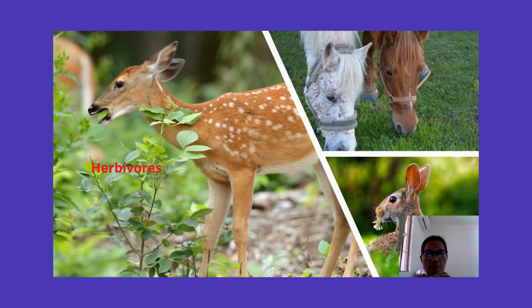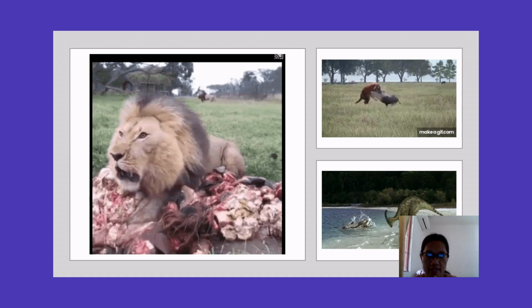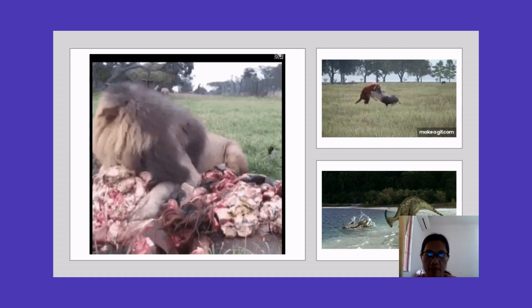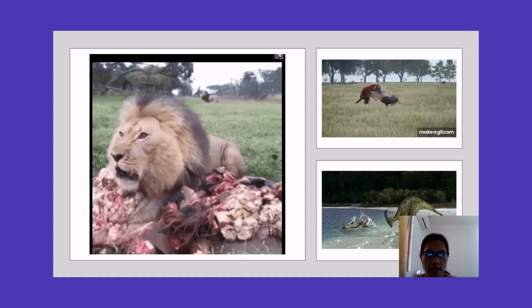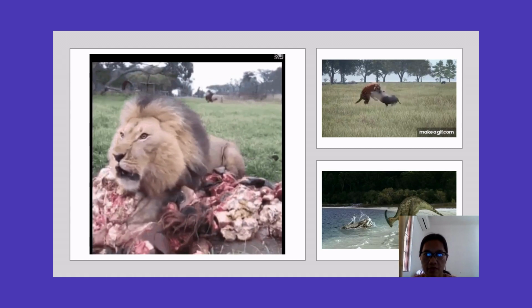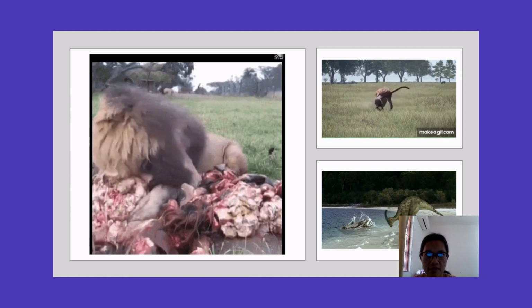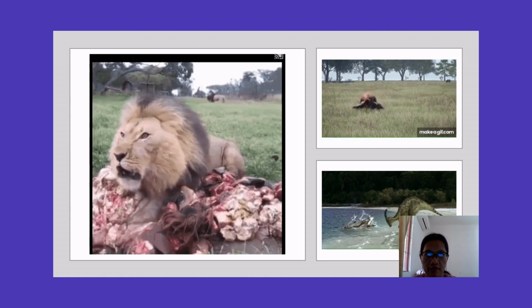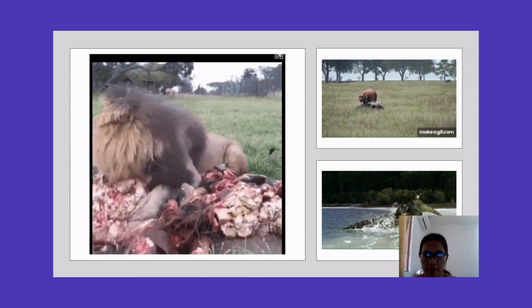So here are examples of animals that feed on plants. We have horse, deer, and rabbit. Here are examples of carnivore animals. We have a tiger, a lion, and a crocodile.